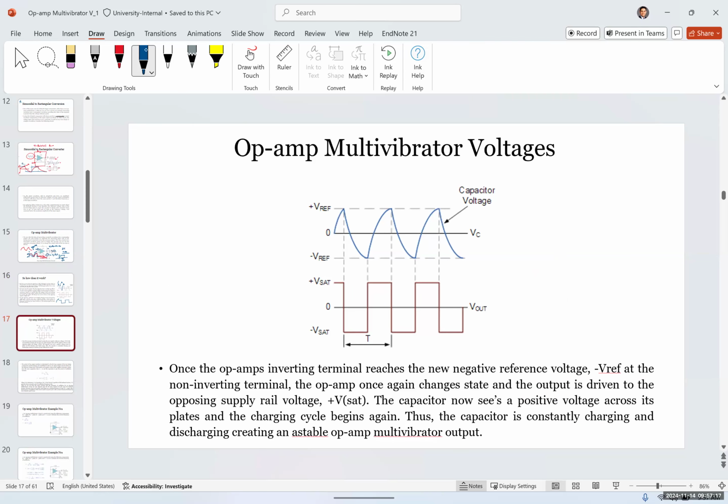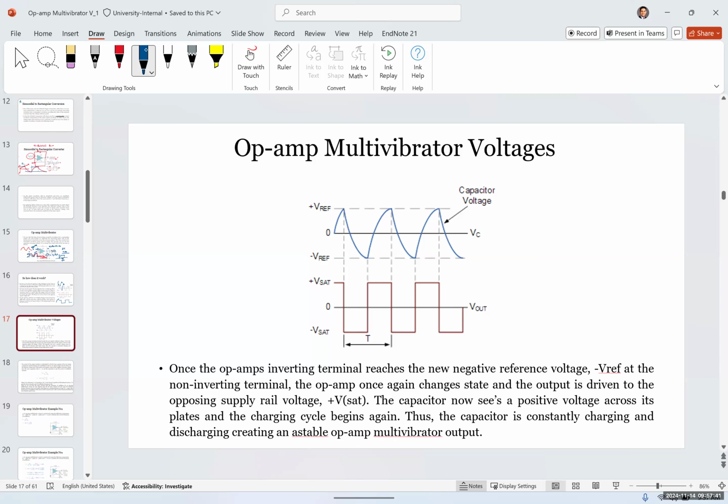And this is the continuation of the explanation. Once the op-amp's inverting terminal reaches the new negative reference voltage, negative V reference at the non-inverting terminal, the op-amp once again changes state, and the output is driven to the opposing supply rail voltage. Therefore, it goes from positive to negative, and then negative to positive. I think these slides explain the situation pretty well.